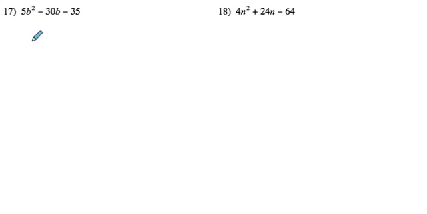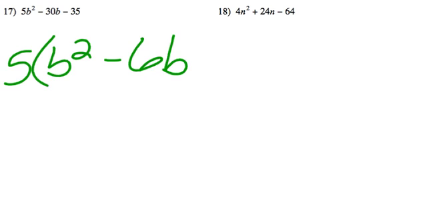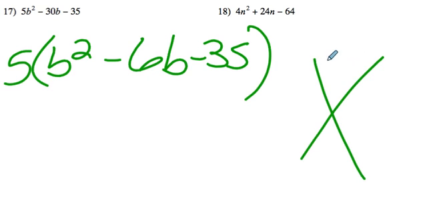Last one. Oh boy, we get a trinomial. 3 terms, highest degree is 2. That's awesome, except my leading coefficient's not 1. So can I factor anything out? I can factor a 5 out. So 5, in parentheses, b squared minus 6b minus 35. So what are some numbers that multiply to negative 35 that add to negative 6?